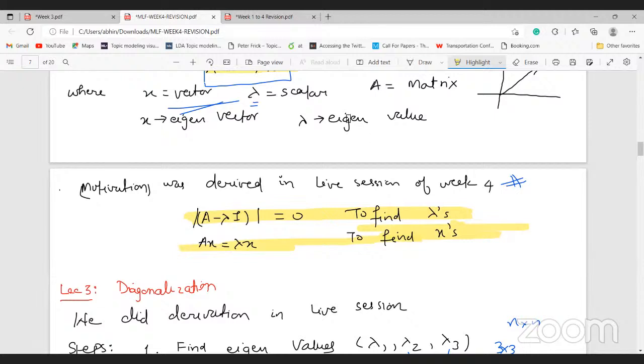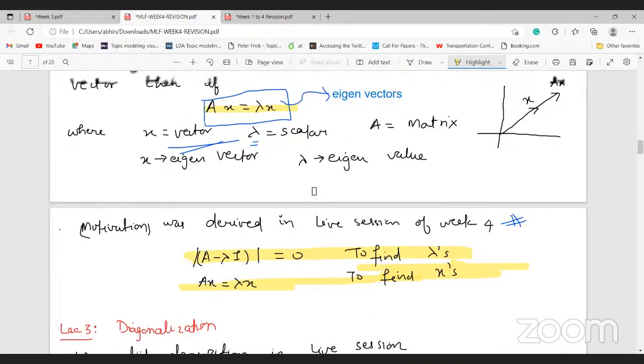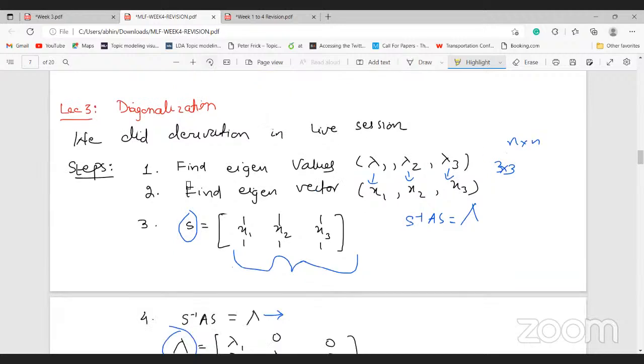So finding eigenvalues and eigenvectors, does anyone have any problem with it? It can be done. Next is diagonalization. For diagonalization, we have a few steps. First, for the given matrix, we find its eigenvalues. Next, we find eigenvectors using the eigenvalues. Then we stack these eigenvectors as columns like this. Suppose the eigenvalues are lambda 1, lambda 2, lambda 3, with corresponding eigenvectors x1, x2, and x3.